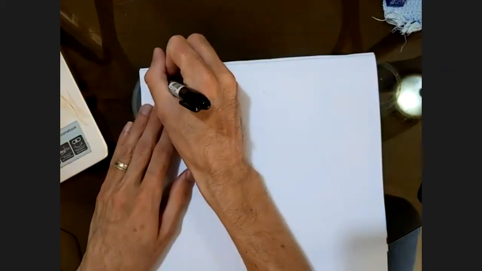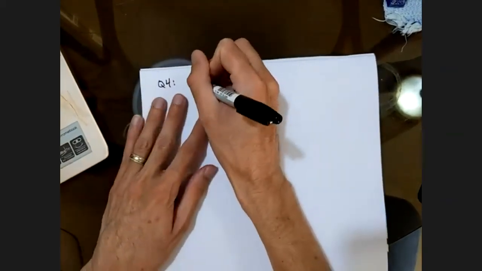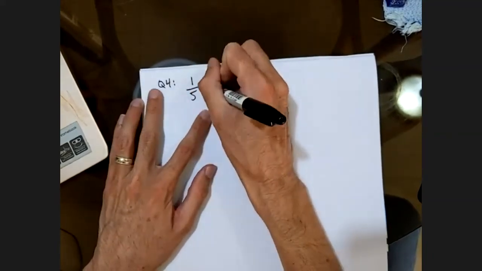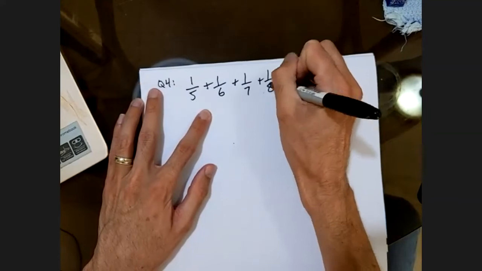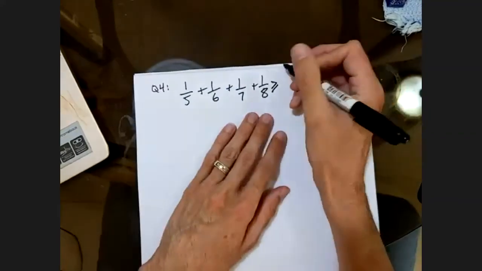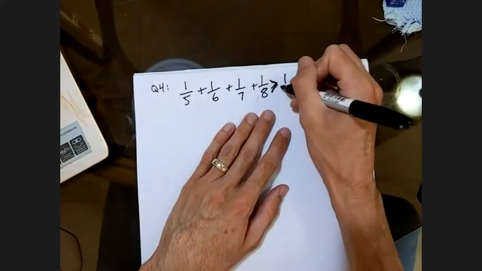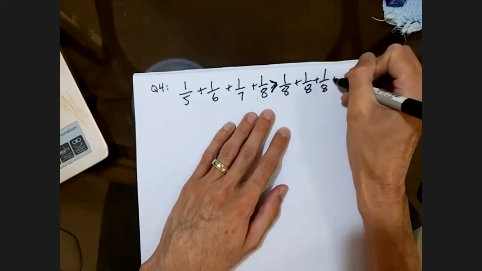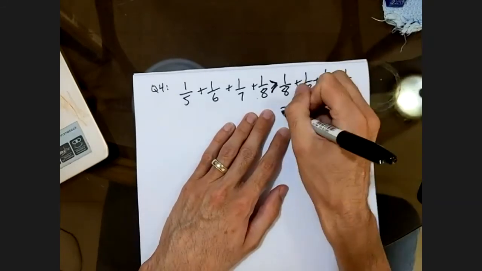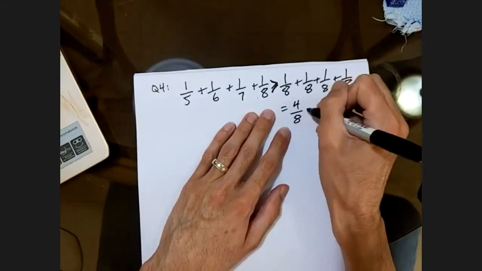So for question 4, my hint is that you can look at 1/5 plus 1/6 plus 1/7 plus 1/8. That's strictly bigger than 1/8 plus 1/8 plus 1/8 plus 1/8. And that's 4/8. That's a half.